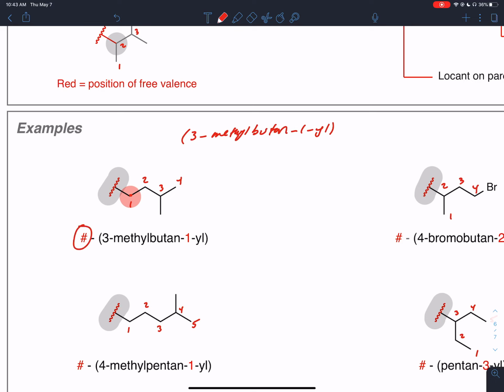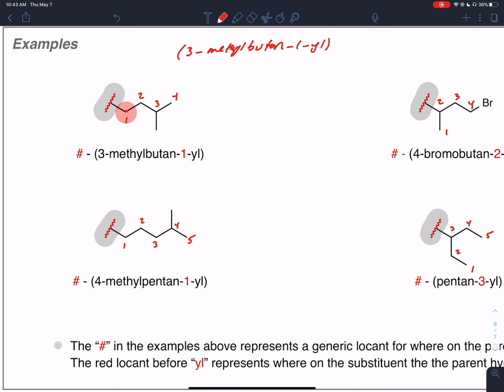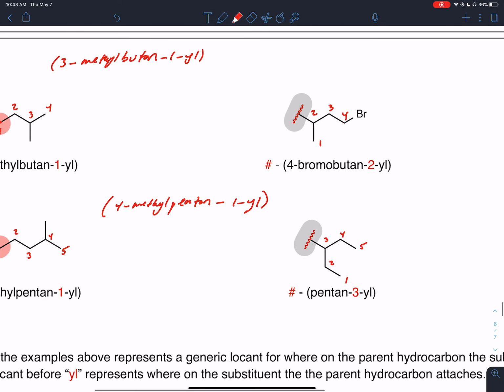And of course, this locant before would signify what locant it was on the parent hydrocarbon that we had this complex substituent attaching. Here's another example below. We now have a 5 carbon chain, and at the 4 position there's a methyl. So our complex substituent gets put in parentheses. We have 4-methyl, denoting our substituents on our substituent chain. 4-methylpentan, and then we give our locant 1-yl, where the 1 is saying that the position of free valence is the 1 carbon on our substituent chain.